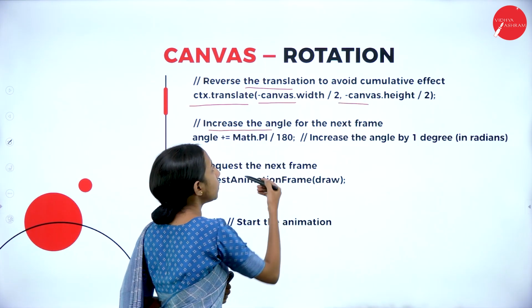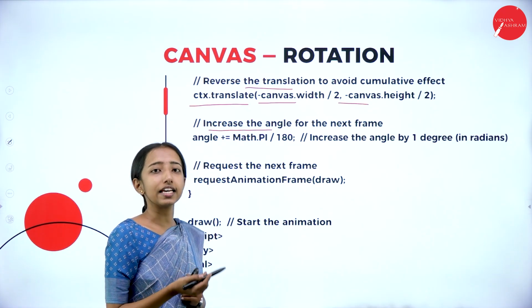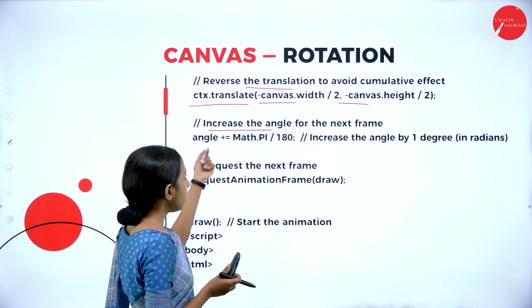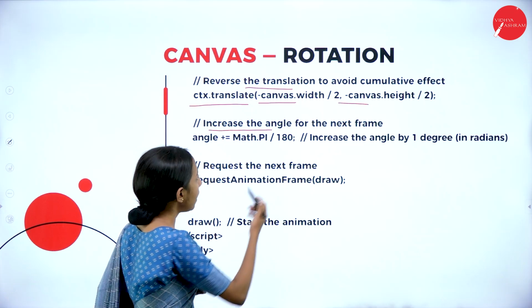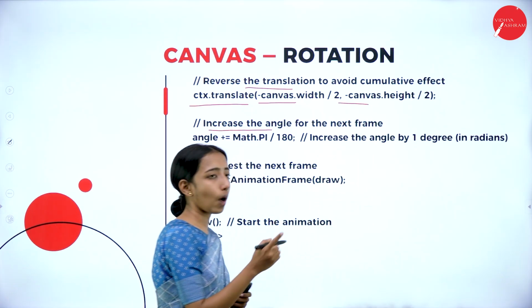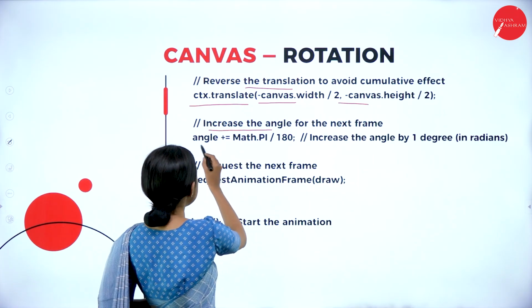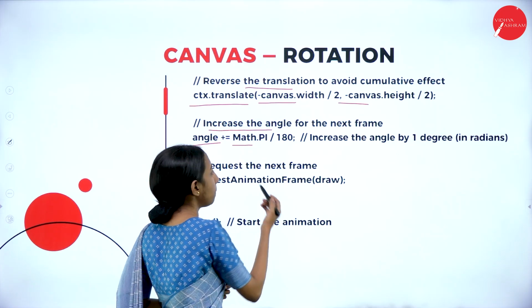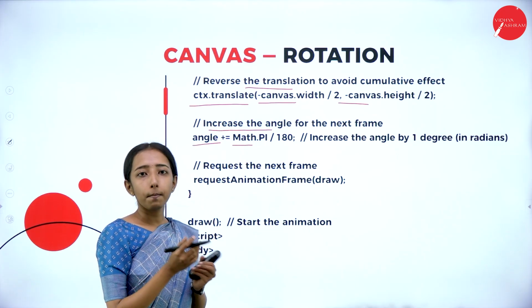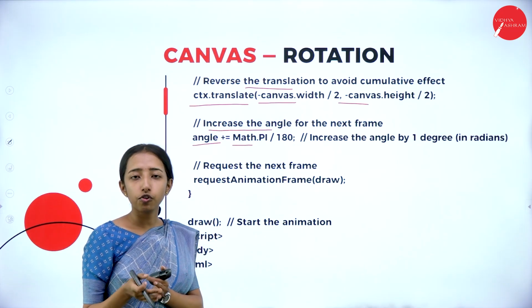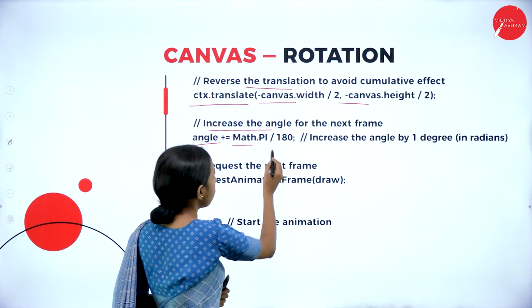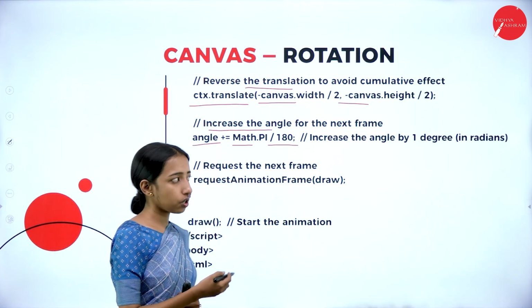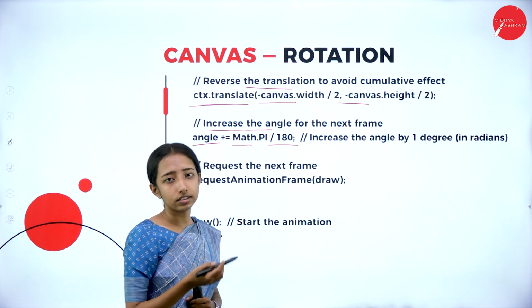Now we want to increase the angle for the next frame. So now, when we want to increase, we will be increasing the next frame by 1 degree. So here the angle plus math.pi, that is the pi value, 3.14, will be divided by 180. So that will give you 1 degree.